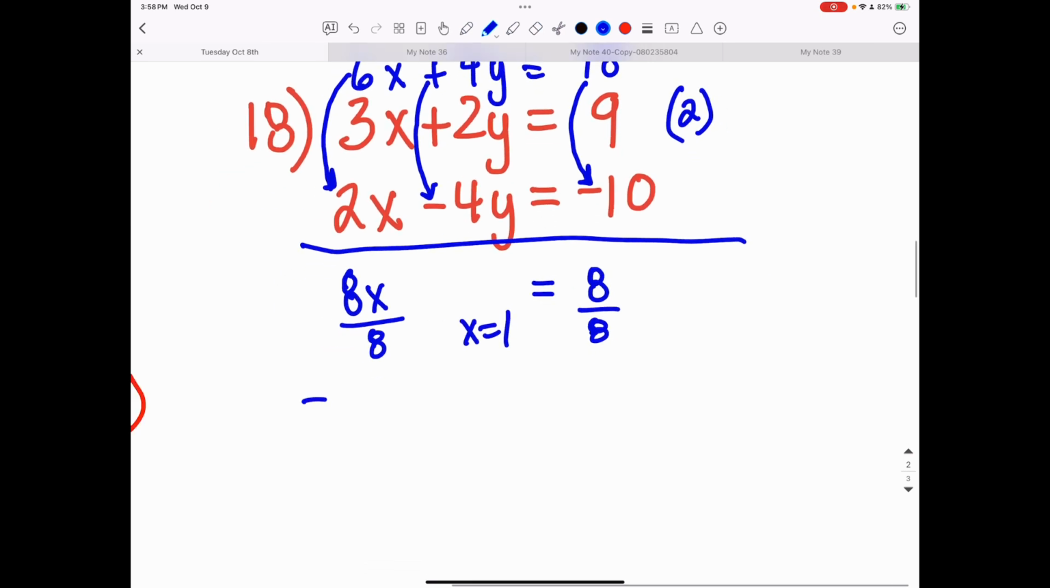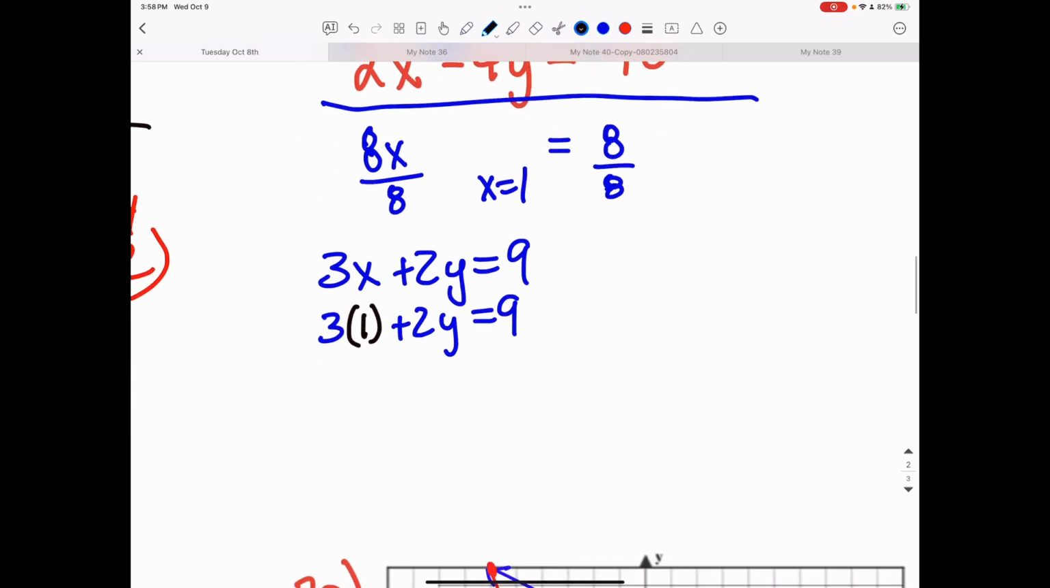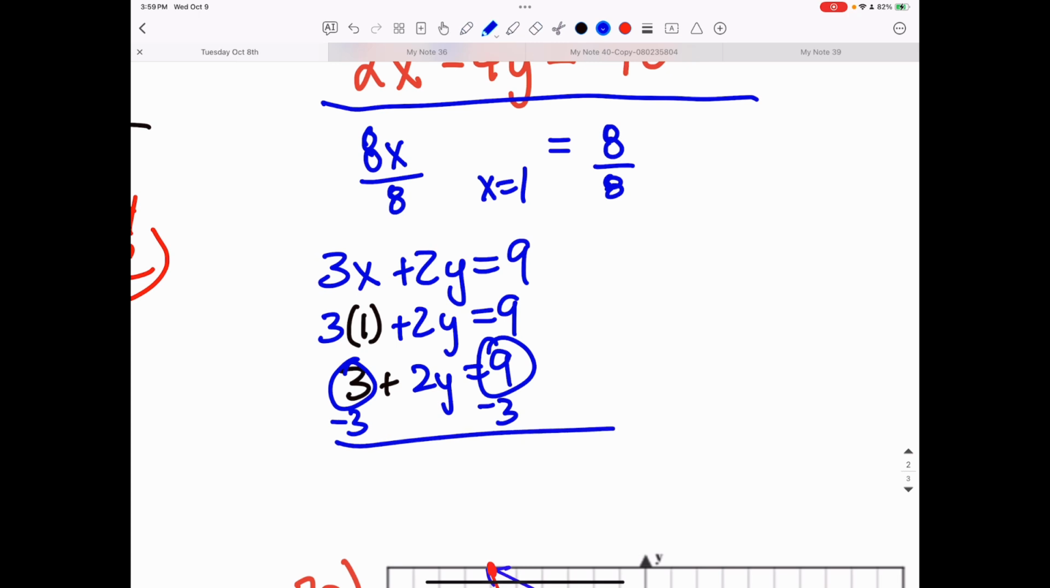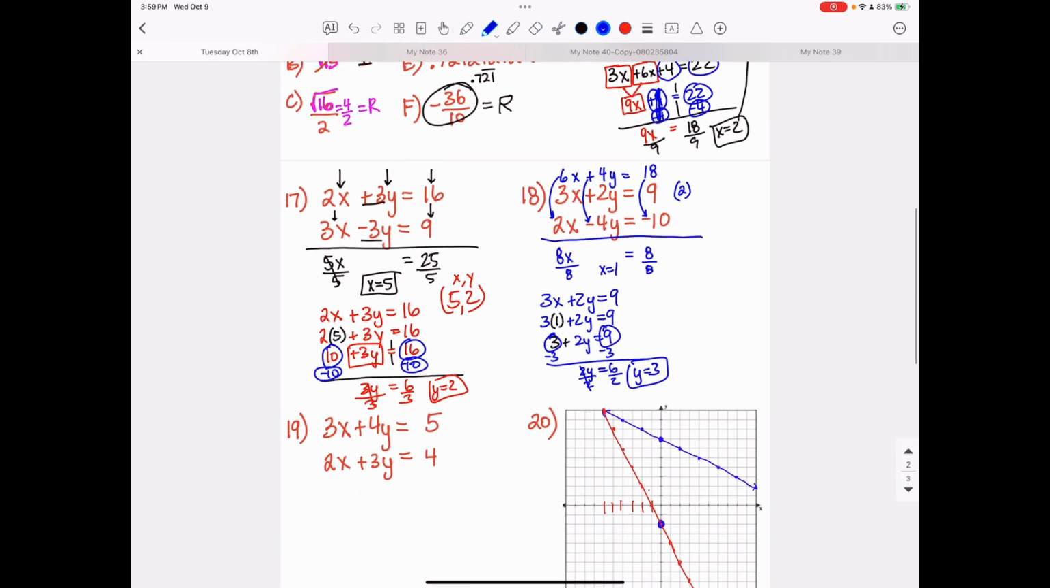All right, let's go 3x's plus 2y's equal 9, but now I know x's are 1s. So 3 1s plus 2y's equal 9. 3 plus 2y equals 9. I'm going to minus 3 because that's baby's laundry. Minus 3 minus 3. 2y's equals 6. Top versus bottom, the 2. Y equals 3. So we've got, what is that? 1, 3.